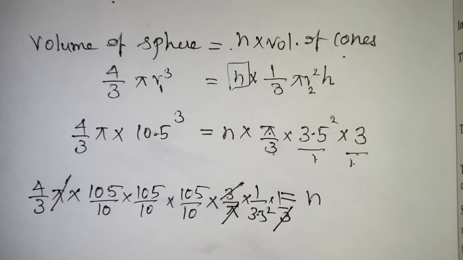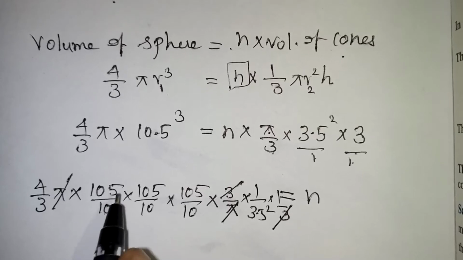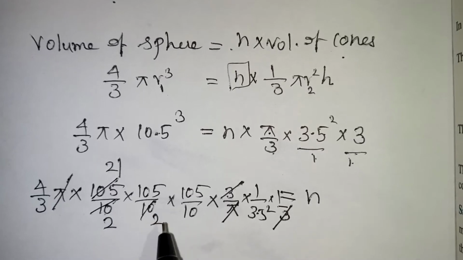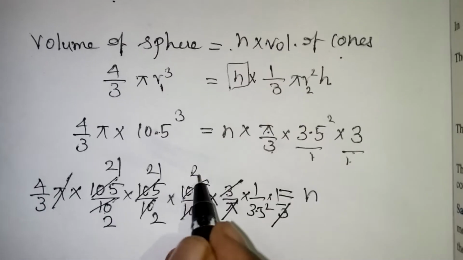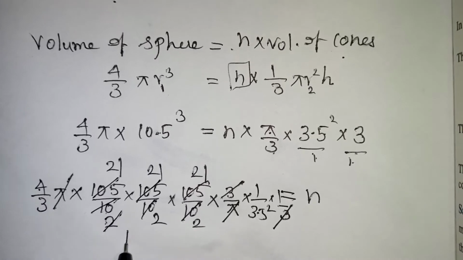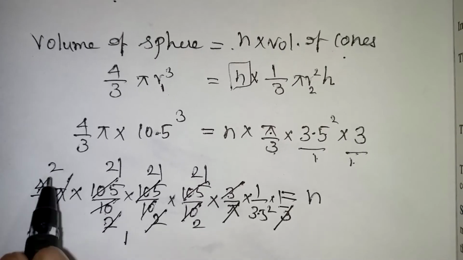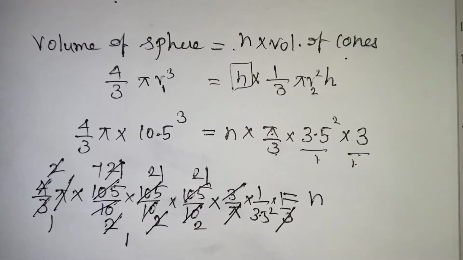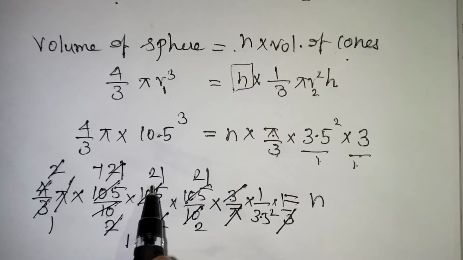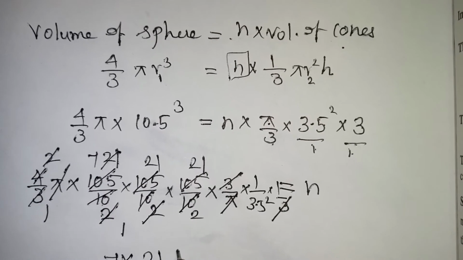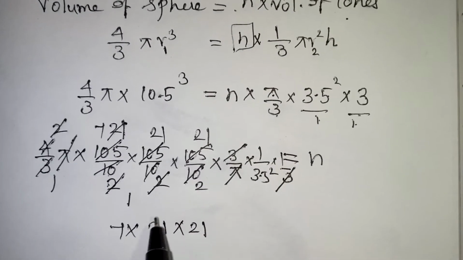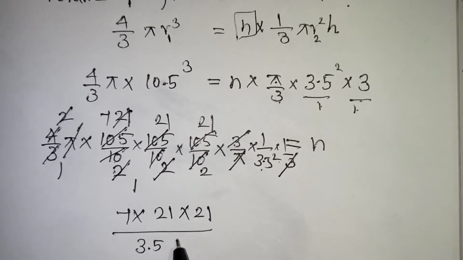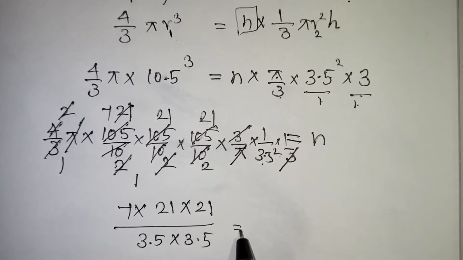Now look at the remaining terms. 105 comes in the 5 table: 5 twenty-ones are 105. Again 2 twenty-ones, we can write it. 4 table, 2 table, we can cancel. Again this 2 and this 2 will get cancelled. 3 and 21 are in the 3 table: 3 sevens are 21. Now look at the terms we are getting: 7 multiplied by 21 multiplied by 21 in the numerator, and in the denominator 3.5 squared, which can be written as 3.5 into 3.5, which is equal to n.